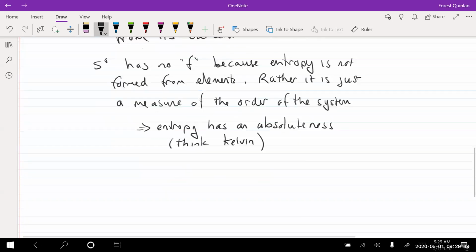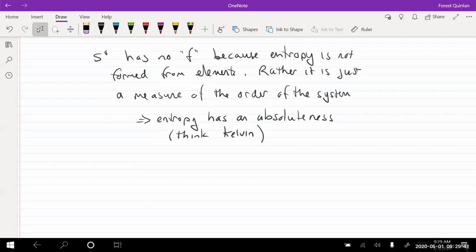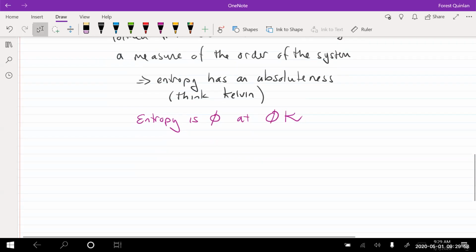So check it out. Entropy has an absoluteness. Entropy is 0 at 0 Kelvin. No disorder. Everything's frozen.